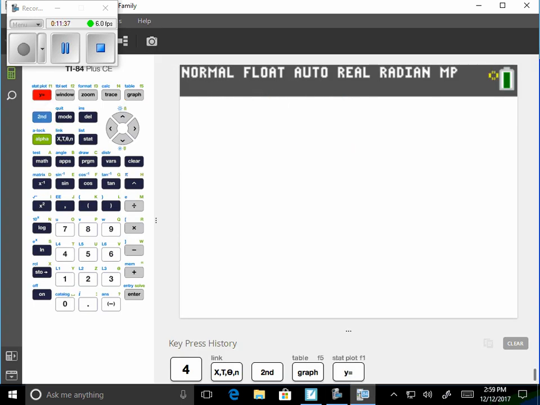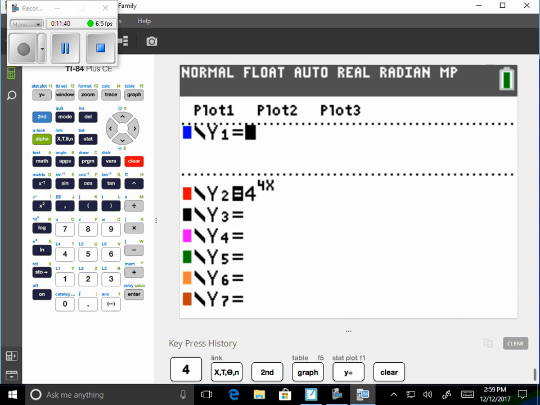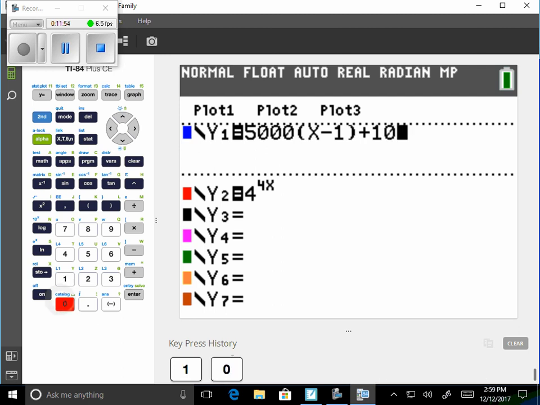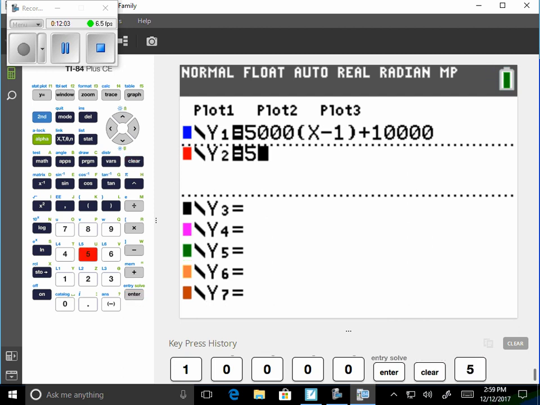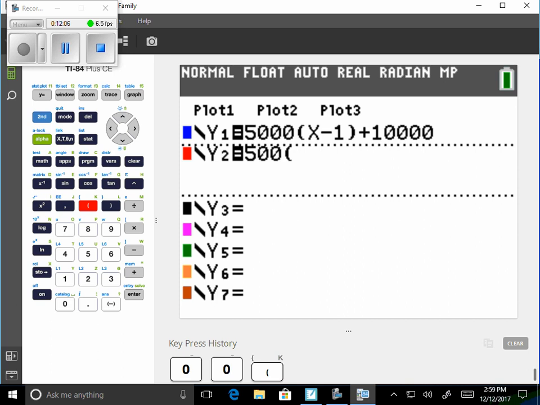We're going to put our linear equation in the beginning. 5,000 times x minus 1 plus 10,000. And make sure you're careful on how many zeros you're putting in. Okay. Then our second one, clear out what's in there. And we're going to be 500 times 2 to the x minus 1. And again, older calculator people, you might have to do 2 with the little up arrow and then put the x minus 1 in parentheses.